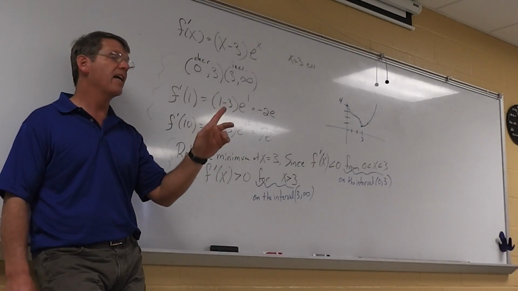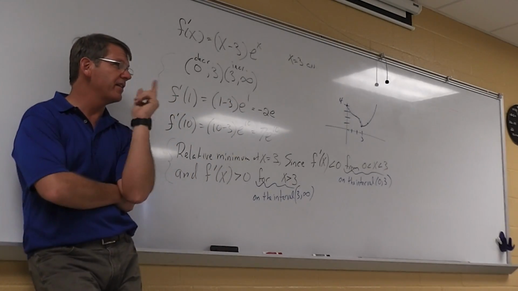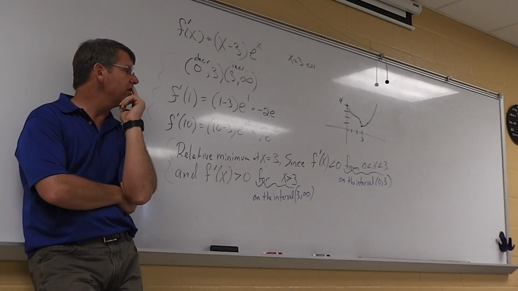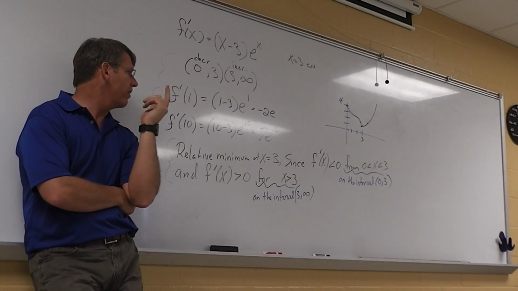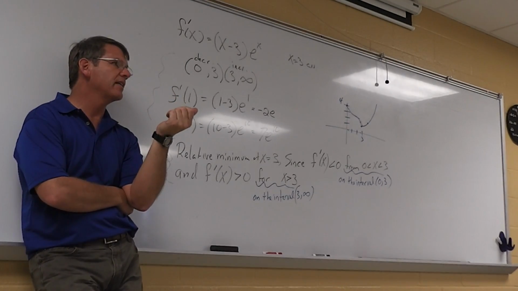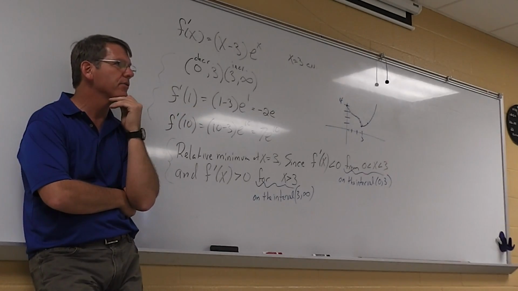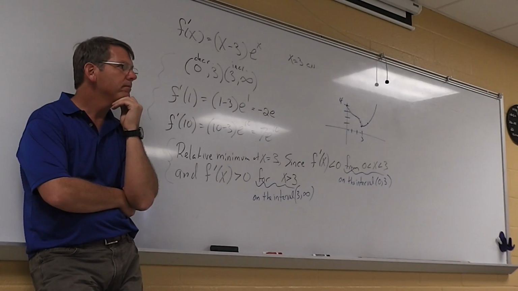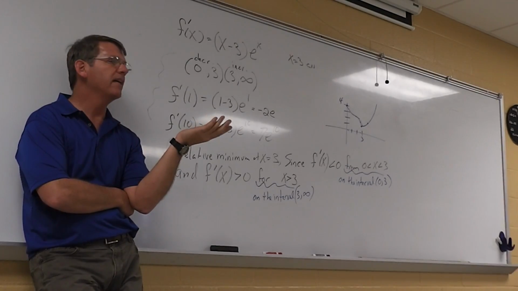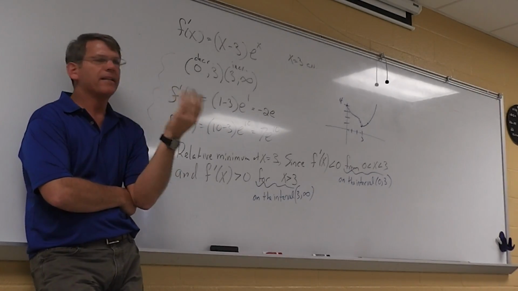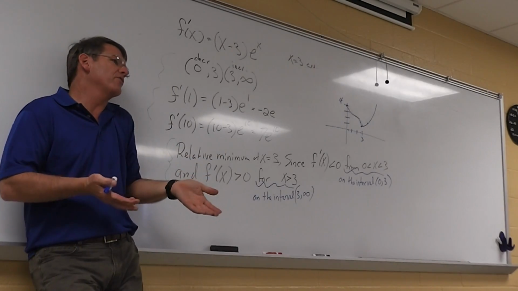Here's something I could not say. Now listen to this phrasing, all right? I couldn't say relative minimum at x equals 3 since it changes from negative to positive at x equals 3. They won't know what "it" is, exactly. They do, but they won't. Am I talking about the derivative or am I talking about the function?